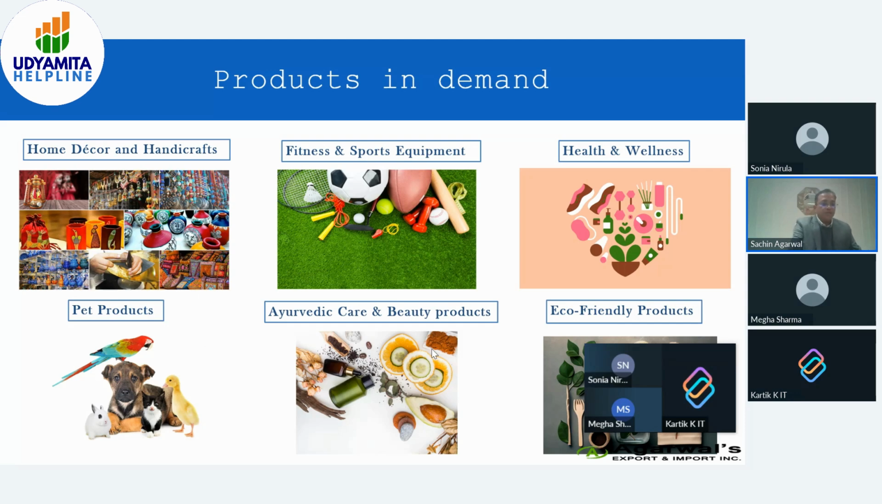Now, the second aspect we are going to discuss is fitness and sports equipment. Previously, a few years ago, all the fitness and sports equipment were not made in India. Actually, they were being sourced from outside. But now, with a lot of cheaper raw material available and a lot of entrepreneurs coming up, the first generation and the second generation are making a lot of fitness and sports equipment within India.